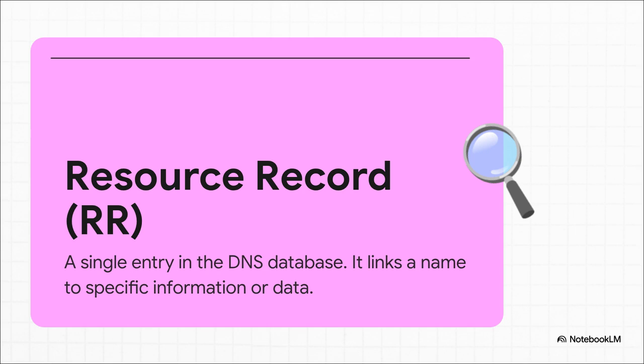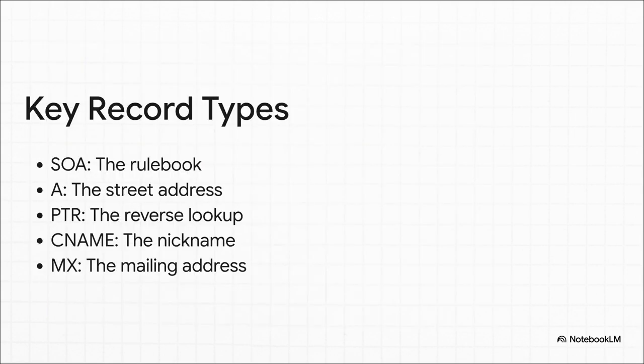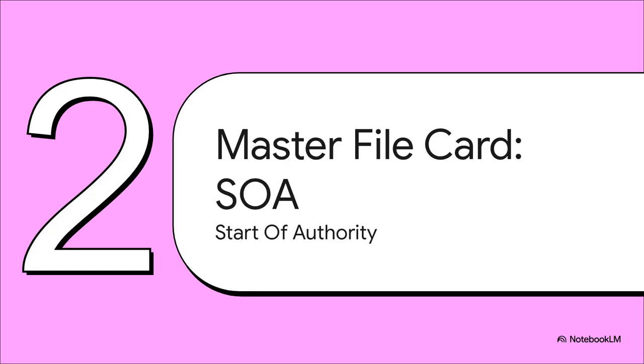Just think of it like one contact in your phone. You've got a name, and it's linked to a piece of information, whether that's a phone number or, in this case, an IP address. Now, there are a bunch of different types of records, but we're going to focus on the real heavy hitters, the ones that make the internet actually work. We've got the SOA record, which is like the official rule book, the A record, that's the actual street address, PTR for doing a reverse lookup, CNAME, which is just a nickname, and finally, the MX record, the postal address for all your email.